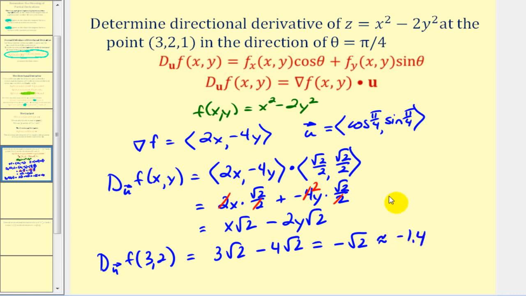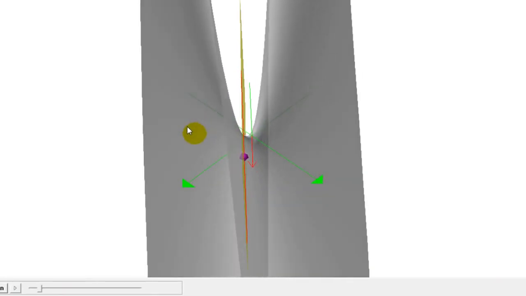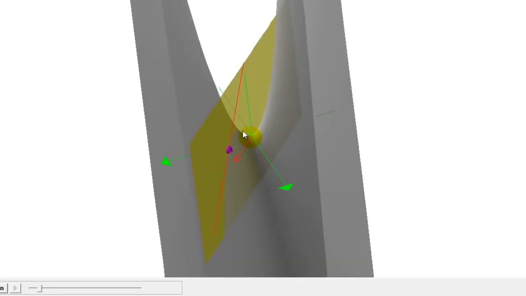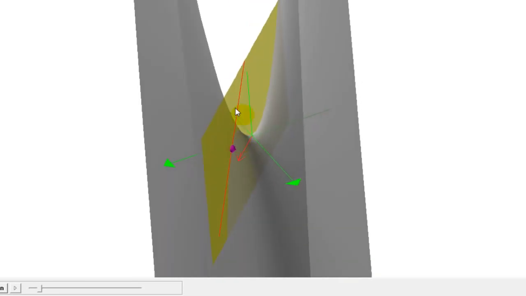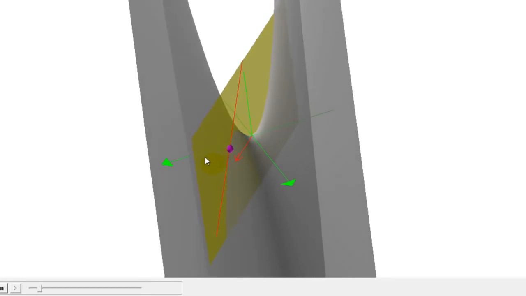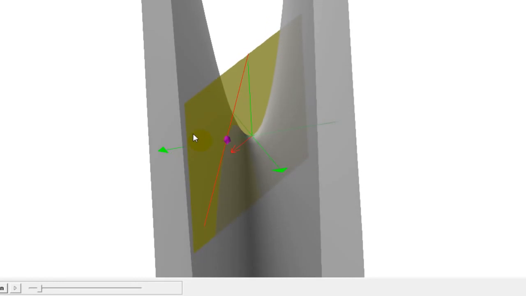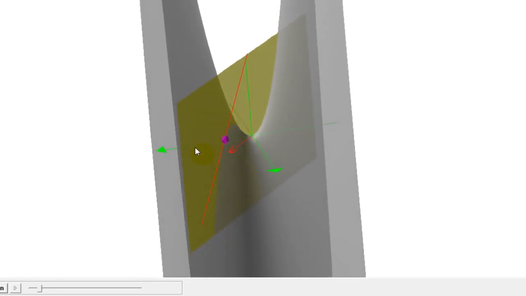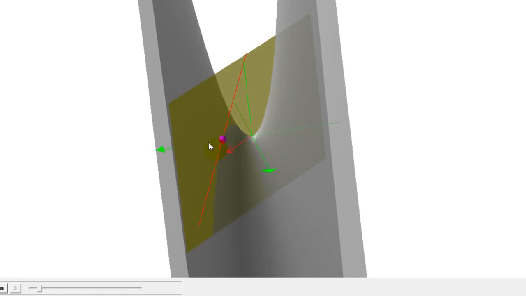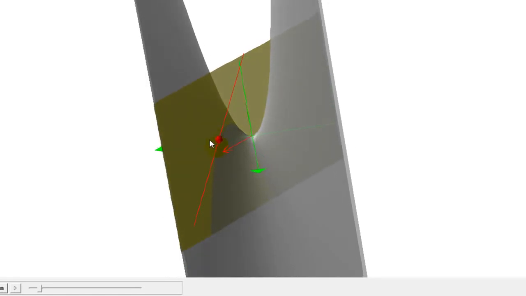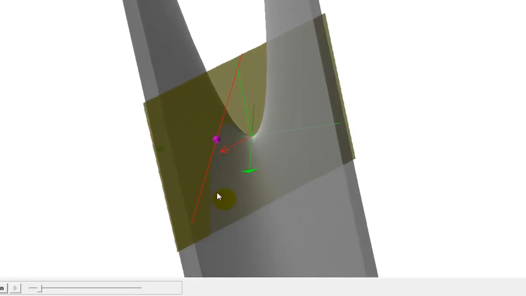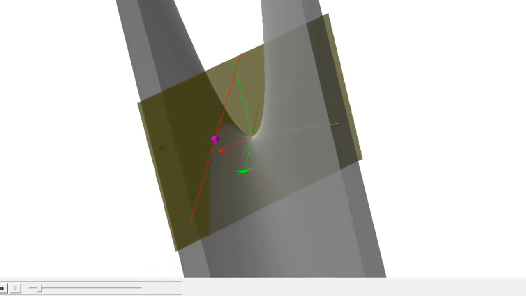Let's take a look at this graphically. So here we see the surface in gray. This red vector here is pointing in the direction of the directional derivative, and the red line would be the tangent line at the point 3, 2, 1. And the slope of this line in the direction this red vector is pointing is approximately negative 1.4. And you can see as you move in this direction the vector points, this line is moving down, which does verify our work. Let's go and take a look at one more example.